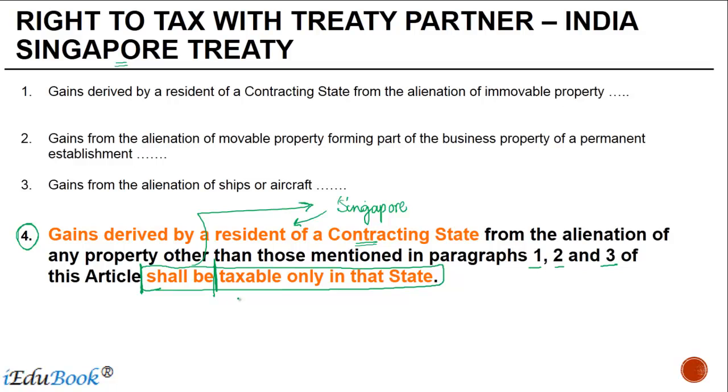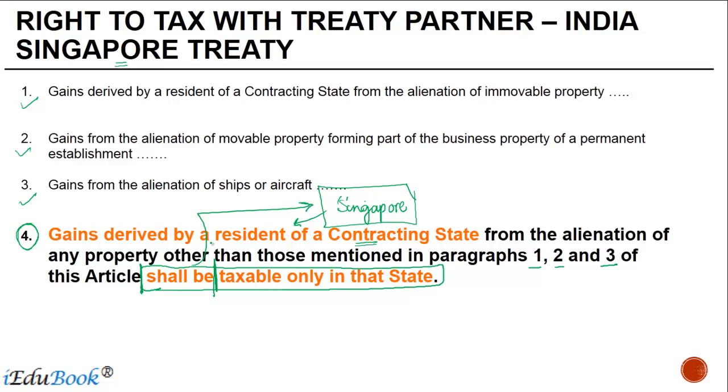So for properties, within the same article, you can see that for properties dealt with in paragraphs 1, 2 and 3, there are different rules, but anything which does not fall over here is going to fall under paragraph 4, and there the right to taxation will be exclusively with the treaty partner, which is Singapore.